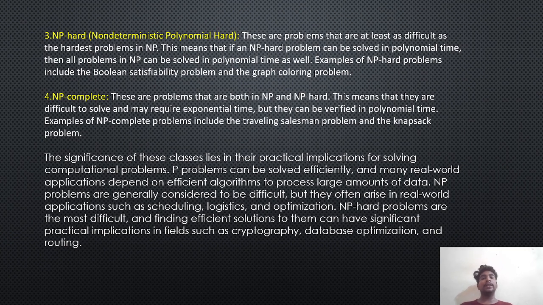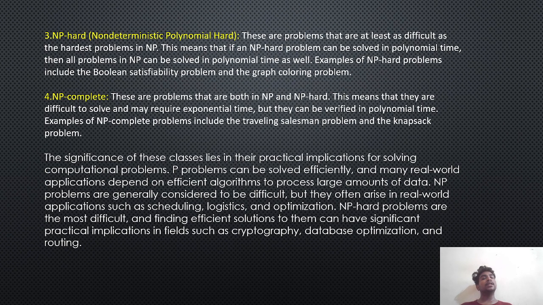NP hard, non-deterministic polynomial hard. These are problems that are at least as difficult as the hardest problems in NP. This means that if an NP hard problem can be solved in polynomial time, then all the problems in NP can be solved in polynomial time as well. Examples of NP hard problems include the Boolean satisfiability problem and the graph coloring problem.